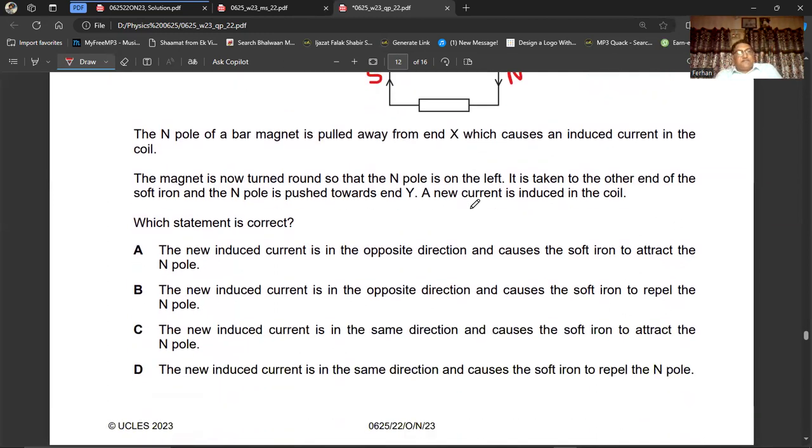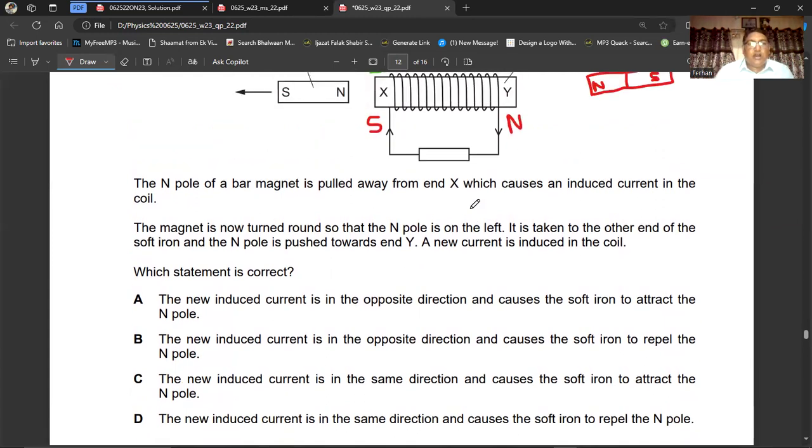Which statement is correct? A new induced current is in the opposite direction and causes the soft iron to attract the north pole. No. The new induced current is in the opposite direction and causes the soft iron to repel the north pole. No. The new induced current is in the same direction and causes the soft iron to attract the north pole. No, not attract. The new induced current is in the same direction and causes the soft iron to repel the north pole. Yes. The north pole which is approaching should be repelled. That is Lenz's law. So D is the option, sir.